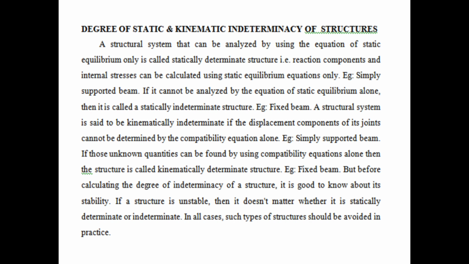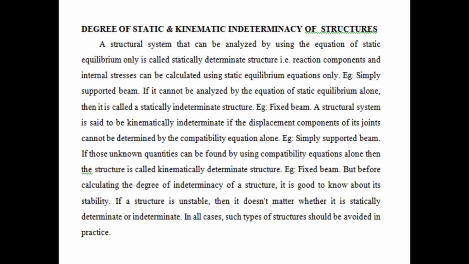A structural system is said to be kinematically indeterminate if the displacement components of its joints cannot be determined by the compatibility equations alone. Example, simply supported beam. If those unknown quantities can be found by using compatibility equations alone, then the structure is called a kinematically determinate structure. Example, fixed beam.